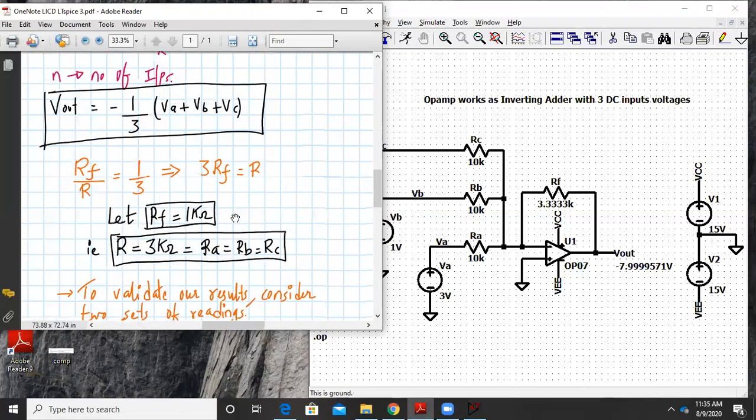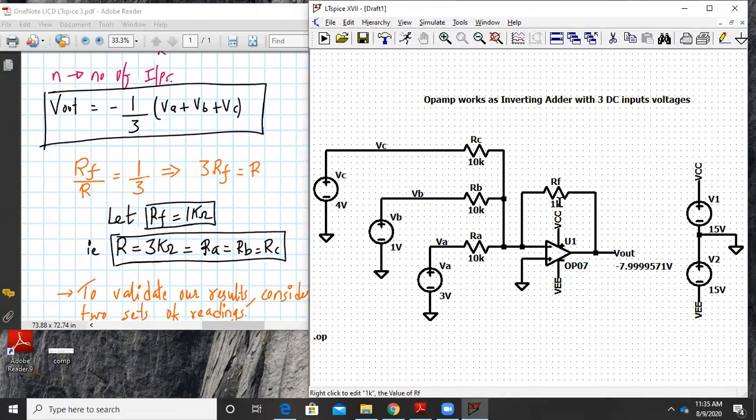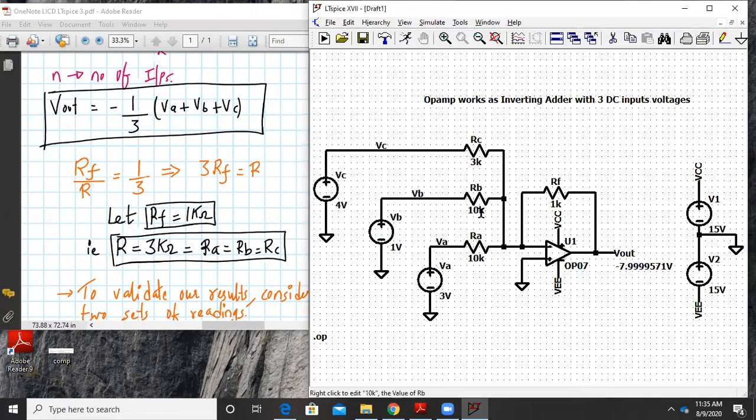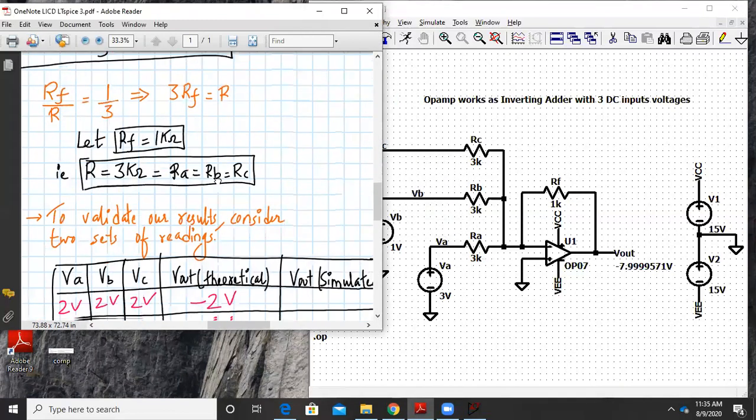So here we are selecting RF as 1K. Already we have done the design, so not a problem. We can select RF as 1K and all the values of RA, RB and RC as 3K. Okay, so we have already worked it out. We have to just substitute these values over here. So if we do that, this circuit will work as an averaging amplifier.